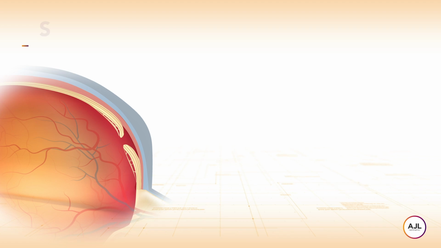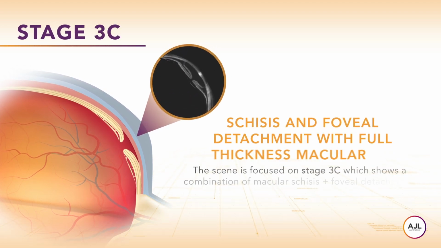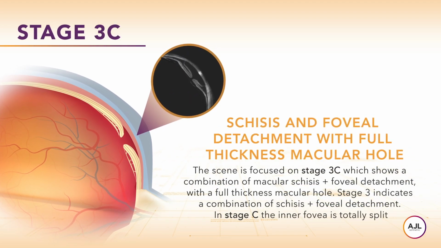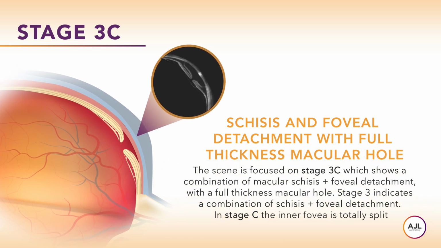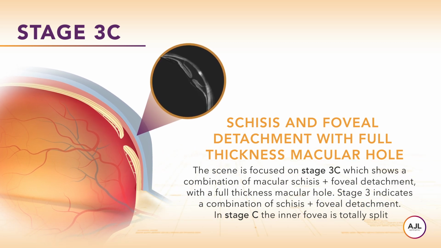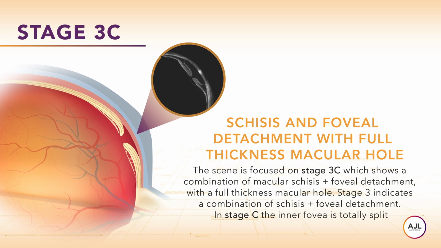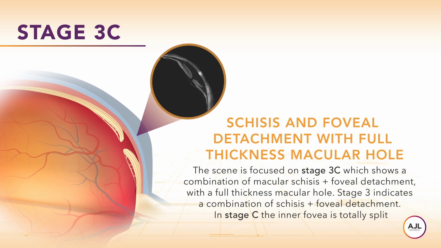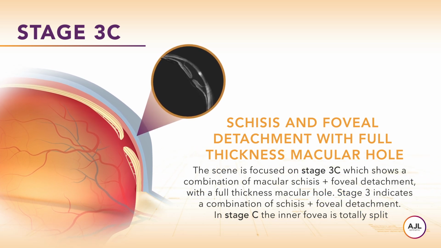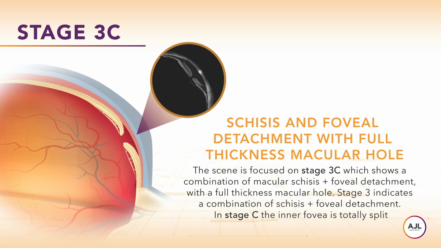The scene is focused on stage 3C, which shows a combination of macular schisis and foveal detachment with a full-thickness macular hole. Stage 3 indicates a combination of schisis and foveal detachment. In stage C, the inner fovea is totally split.